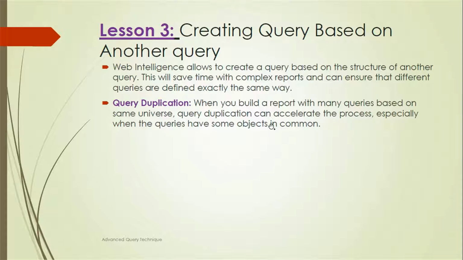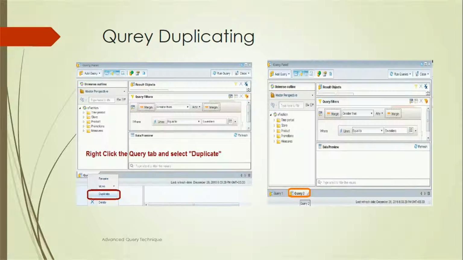Now, how can we duplicate? When you build a report with many queries based on the same universe, query duplication can accelerate the process. Suppose there is a complex report and there are some queries which are almost similar to other queries which are built. We can just duplicate those queries and make minor modifications if required. So how can we duplicate? Just right click on the query we want to duplicate and click on the duplicate option, and this new query will open. This will be query 1 and query 2.